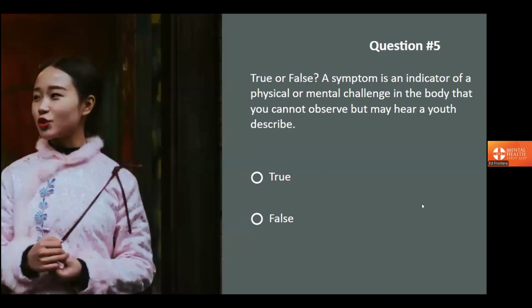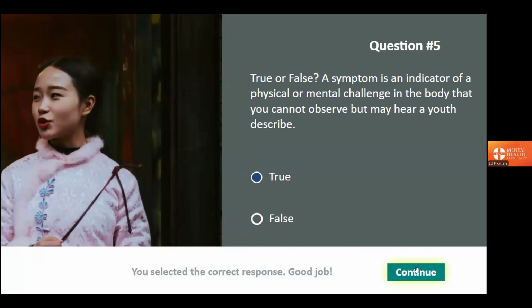True or false? A symptom is an indicator of a physical or mental challenge in the body that you cannot observe, but may hear a youth describe. You selected the correct response.